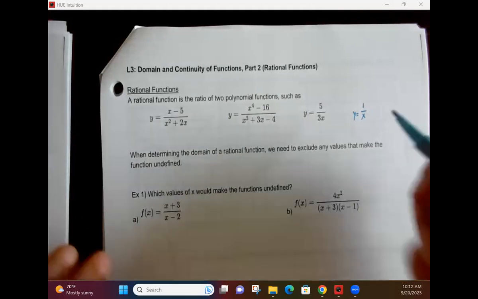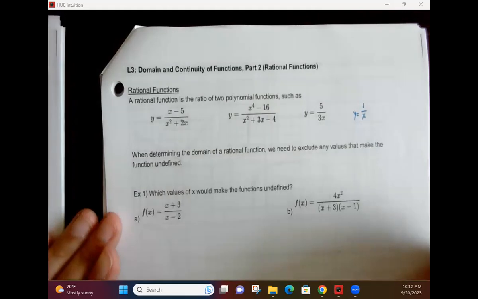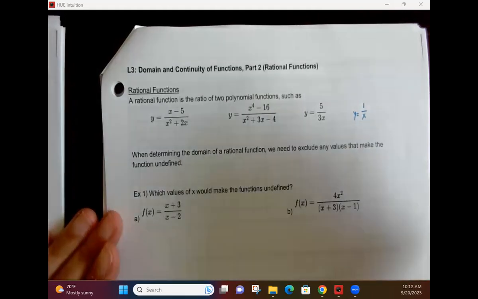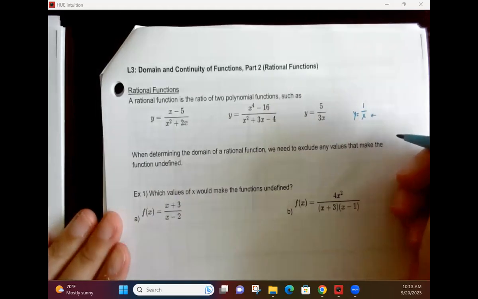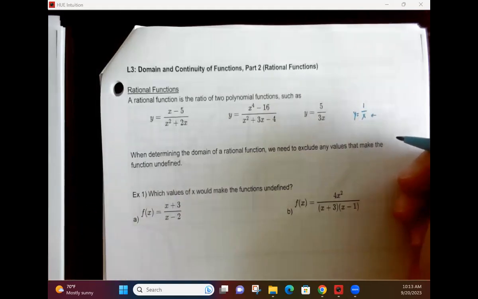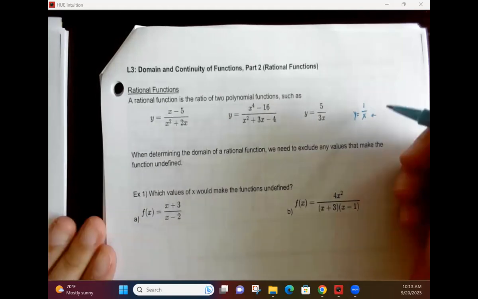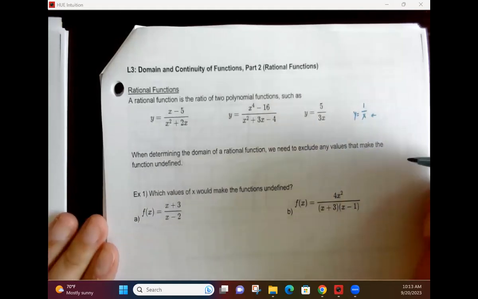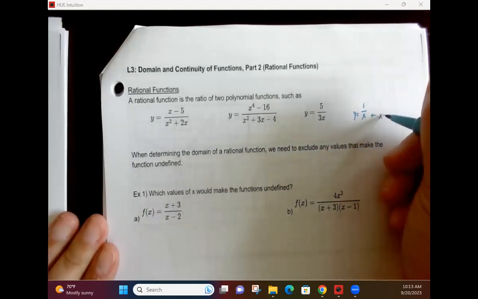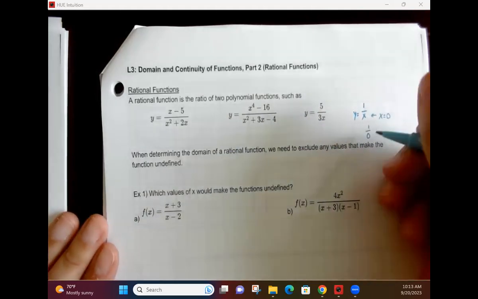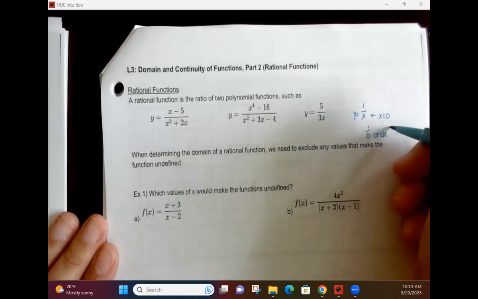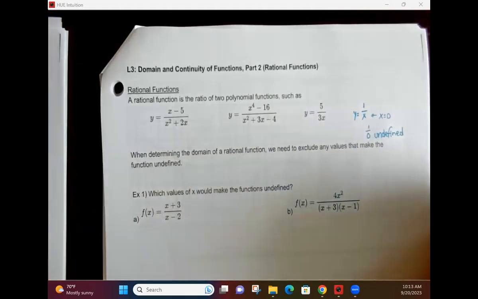Because we're looking at variables in the bottom of a function, we need to be concerned with this function being undefined, okay? With when is the bottom 0. So if my parent function, if I let x be 0, then I would have 1 over 0, and that is undefined. And so I can't have that. I cannot let x be 0.